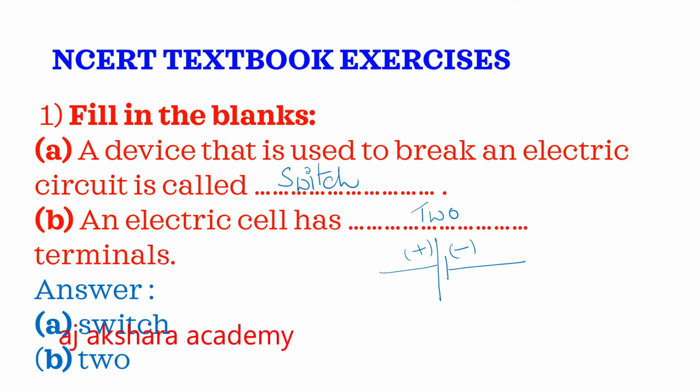Here the longer line represents the positive terminal, and the shorter line represents the negative terminal. This is the symbolic representation of a cell. So, an electric cell has 2 terminals. Okay, next.